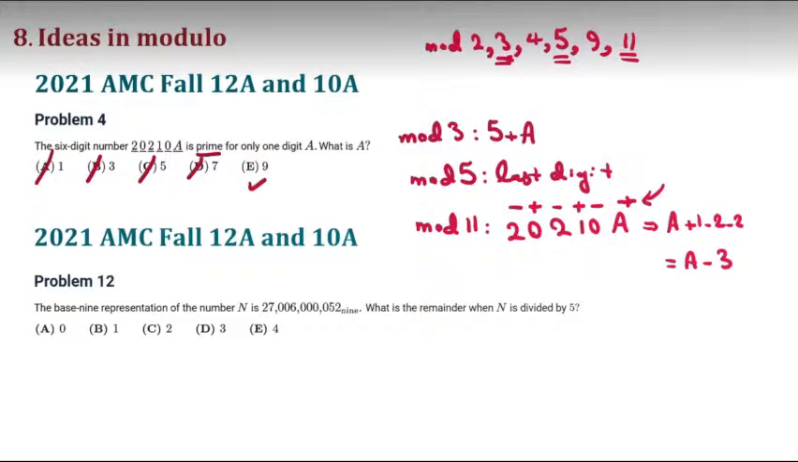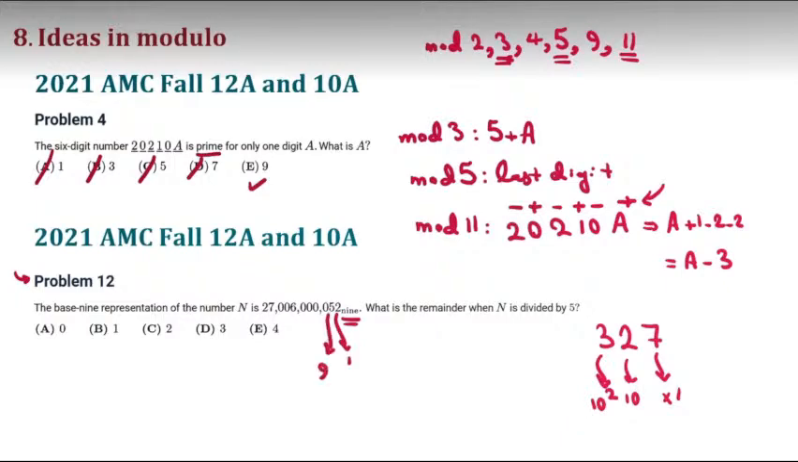Let's solve one more problem. Problem 12. The base 9 representation of the number n is this number. What is the remainder when n is divided by 5? Look, base 9, let me tell you, means what? For example, in base 10, when you have 2, 7, 3, you multiply it by 1, you multiply the next by 10, and the next by 100, or 10 squared. Because it is base 9, you multiply it by 1, the 5 by 9.